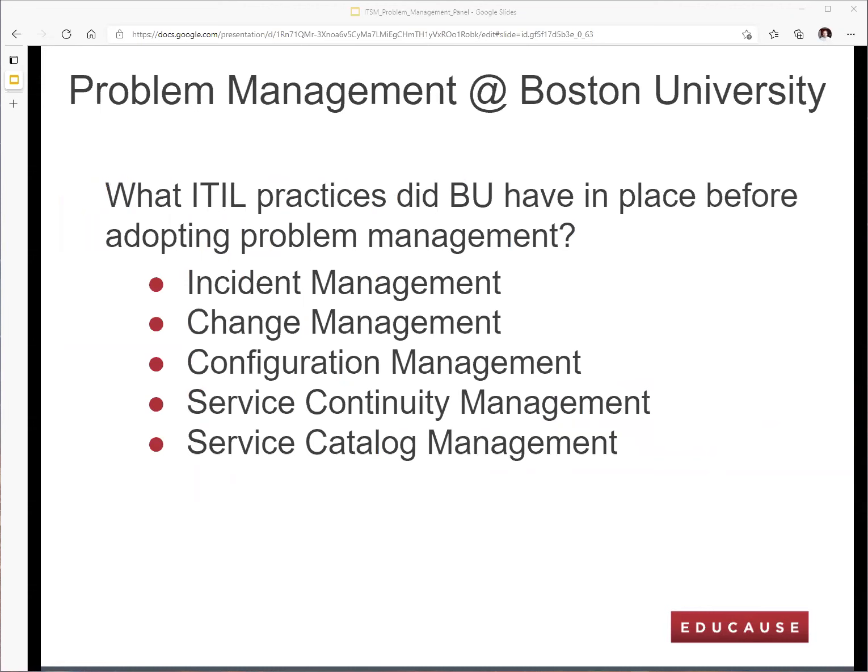Some of the questions that I saw that I wanted to answer, one of the questions that we had was, what ITIL practices did BU or other universities have in place before adopting problem management? In our case, we have incident, change, config, service continuity, and service catalog management. Those were all in place before we embarked on the problem management process.